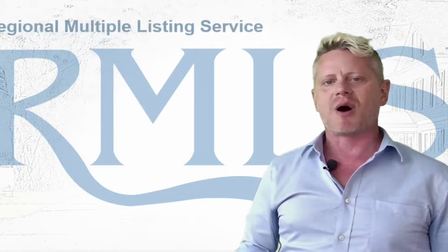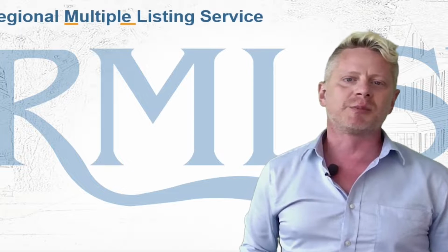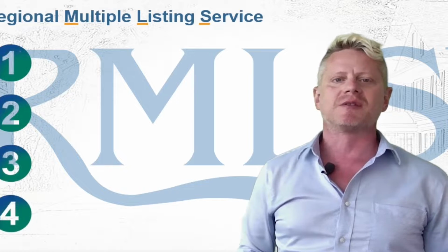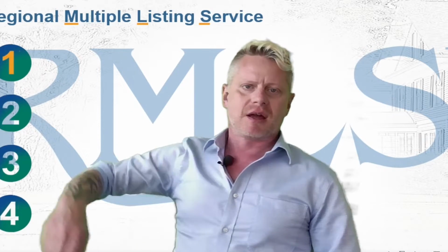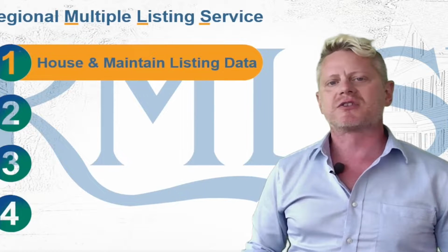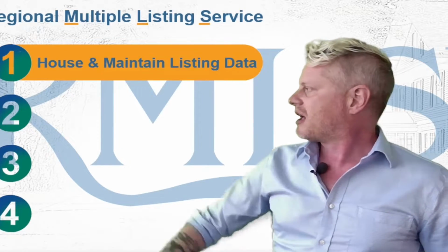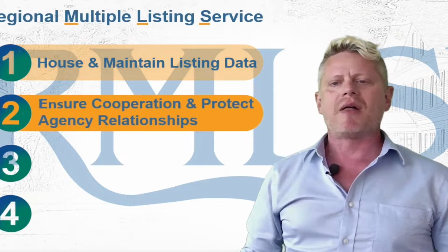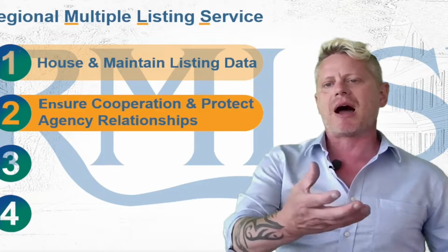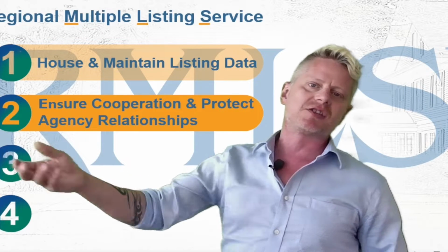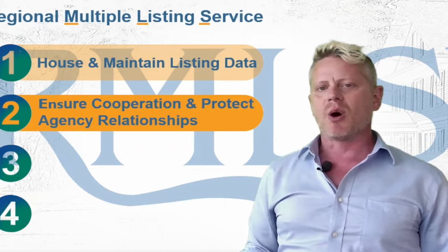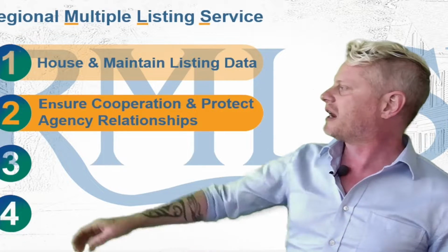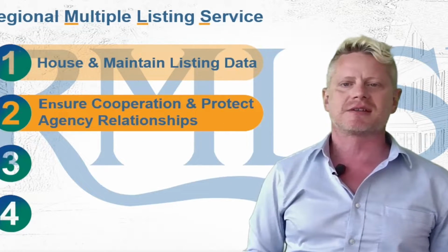So what is RMLS? We are the Regional Multiple Listing Service. And as such, we have 4 primary responsibilities. Number 1 being to house and maintain current and historic listing data. Secondary is to ensure cooperation between brokerages, as well as protect agency relationships between a buyer's agent and their client, and a listing agent and their client. You'll notice as we go through the rules and regulations overview how many of our rules and regulations are directly related to these 2 responsibilities.